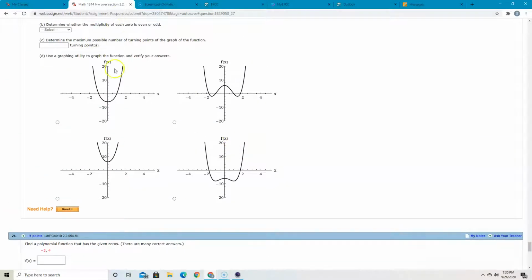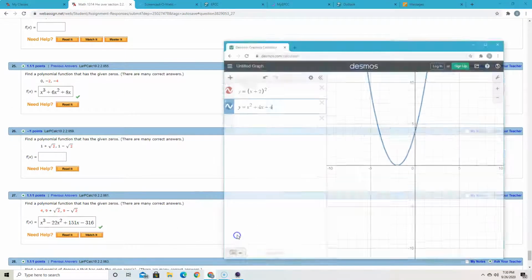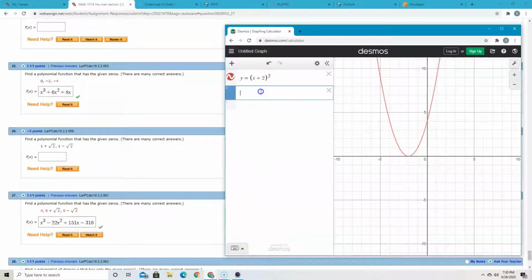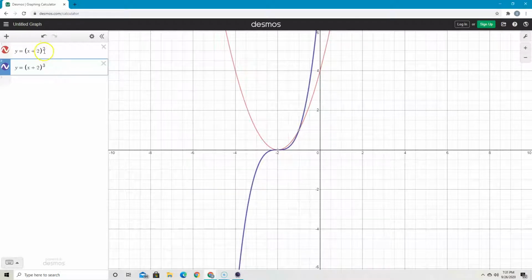Before we move on to this last piece, I want to go back to Desmos and make a comment. I'm going to write this here again and change this to an odd multiplicity. So what if we make this a 3? Notice, this is the same factor multiplied twice, or we can put exponent 2. This is x plus 2 multiplied 3 times, so it's a factor x plus 2 with multiplicity 3. This is a factor of x plus 2 with multiplicity 2.